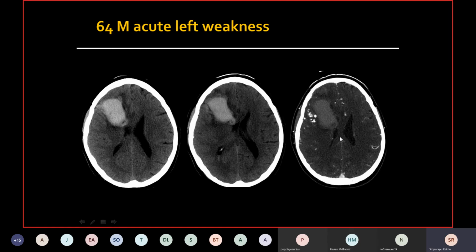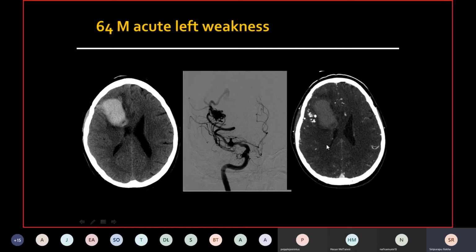vascular malformation. So this patient had a CTA, and what the CTA shows here is a nidus of vessels just at the margin of the clot, and this is the catheter image showing you an AVM. So this time lobar hemorrhage because of an AVM.